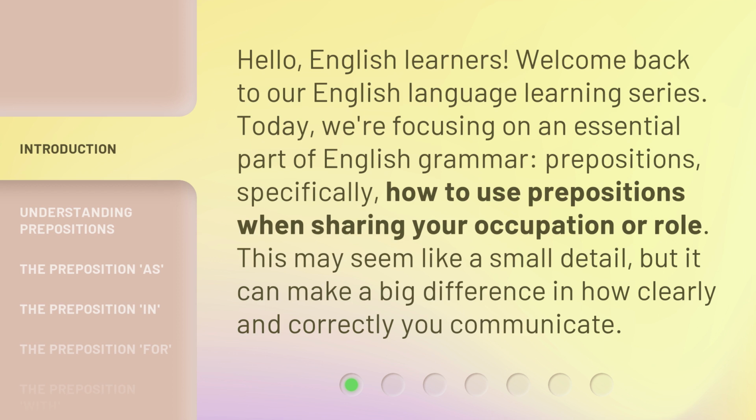Today, we're focusing on an essential part of English grammar, prepositions, specifically, how to use prepositions when sharing your occupation or role. This may seem like a small detail, but it can make a big difference in how clearly and correctly you communicate.